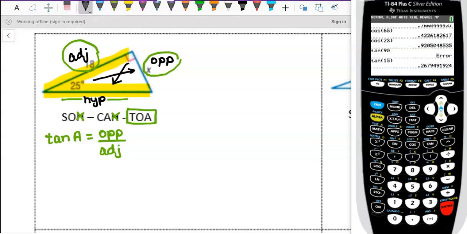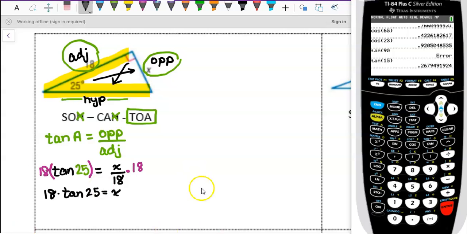Now substitute in what we know. We have our tangent. Our angle was 25 degrees, so we know that. The opposite side is my x, and the adjacent side was 18. Now I have an equation I need to solve. Remember, the tangent of 25 is 1 unit. It stays together. You cannot separate it. To get the x by itself, I'm going to multiply by 18. So I have 18 times the tangent of 25 equals my x.